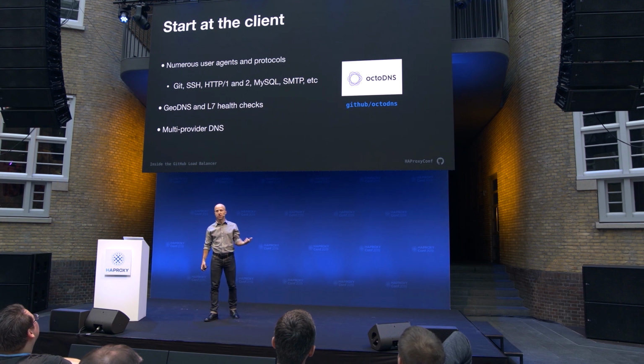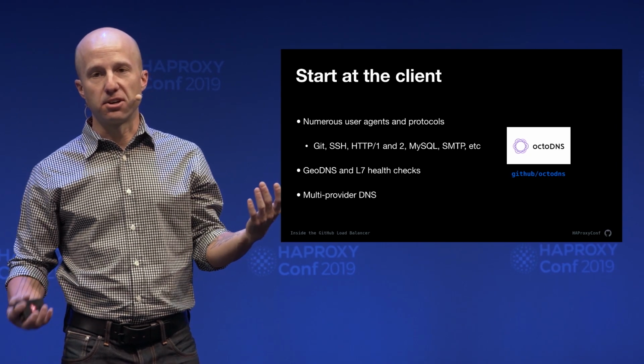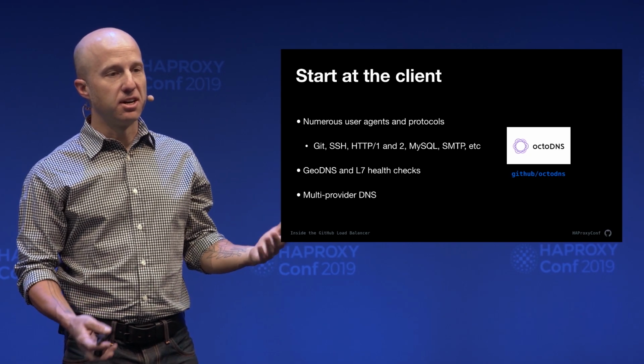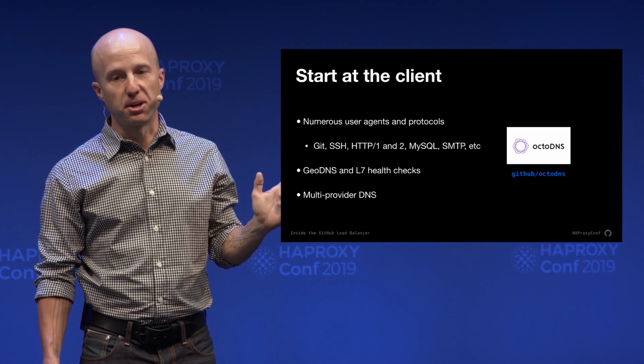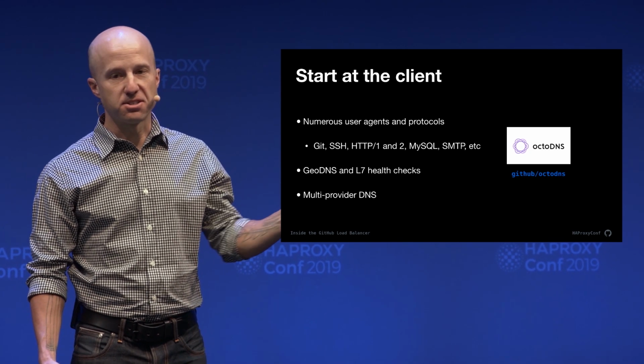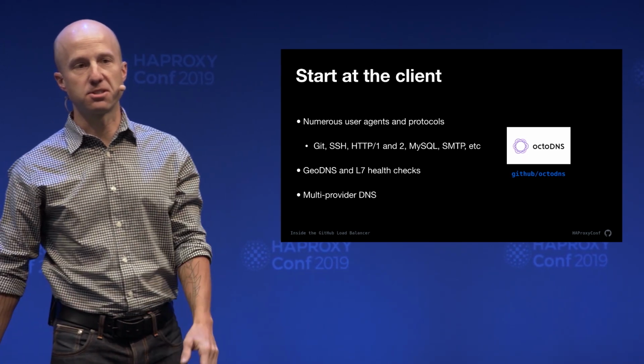So we're going to start at the client. We have a bunch of different clients and protocols at GitHub. If you've looked in your Git repository config, you see it's github.com. So that means I have to figure out which clients are HTTP-based, which ones are Git-based, which ones are SSH, and all of those sorts of things.